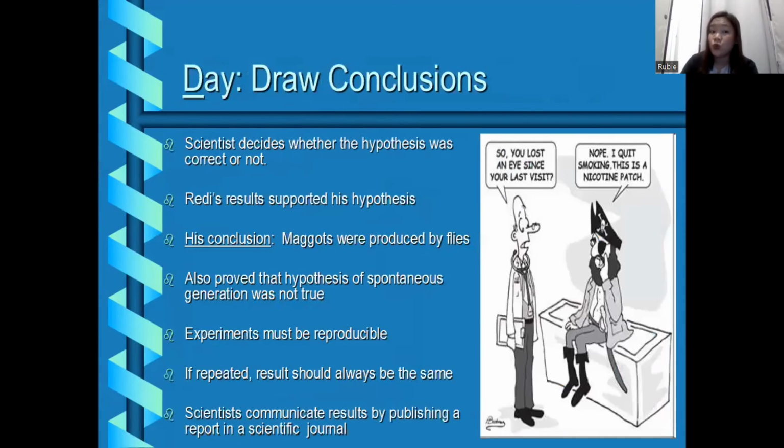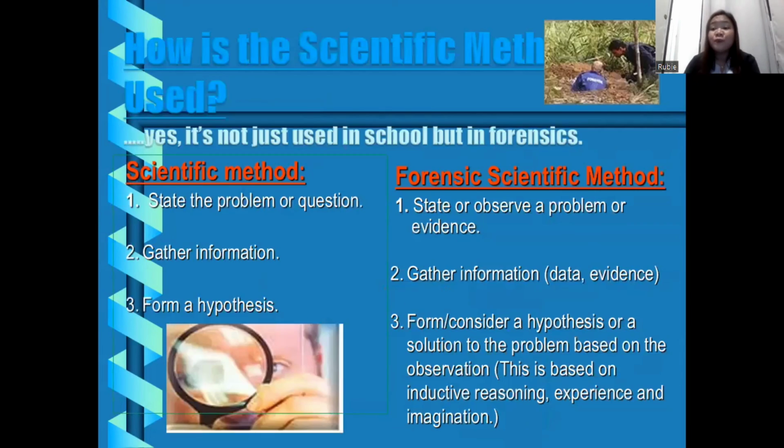After recording the results, he will then draw conclusions. In drawing conclusions, this is where scientists decide whether the hypothesis was accepted or correct or not at all. Redi's results supported his hypothesis. His experiments were reproducible. So if repeated, results should always be the same. And scientists should also know how to communicate results by publishing a report in a scientific journal.